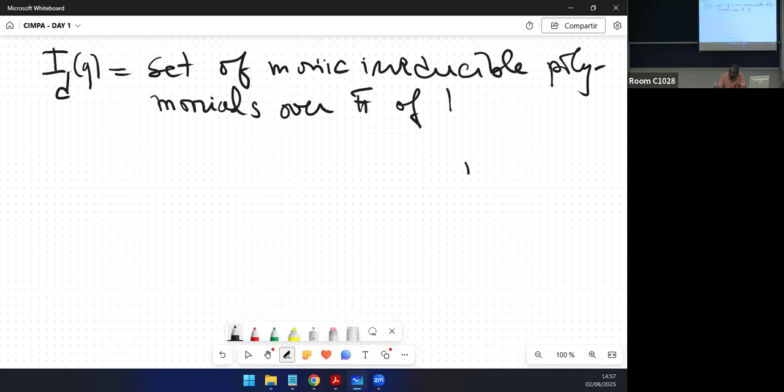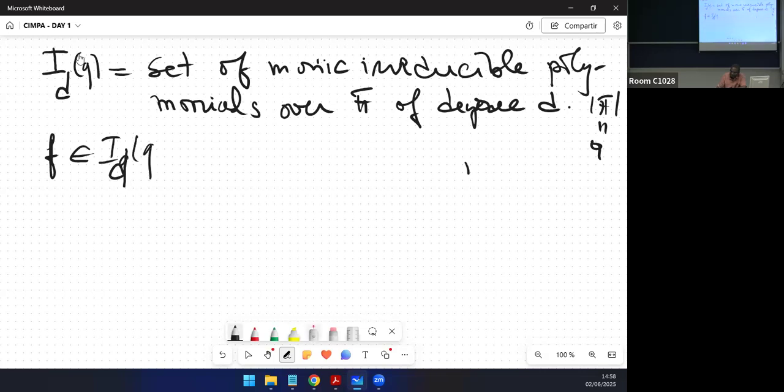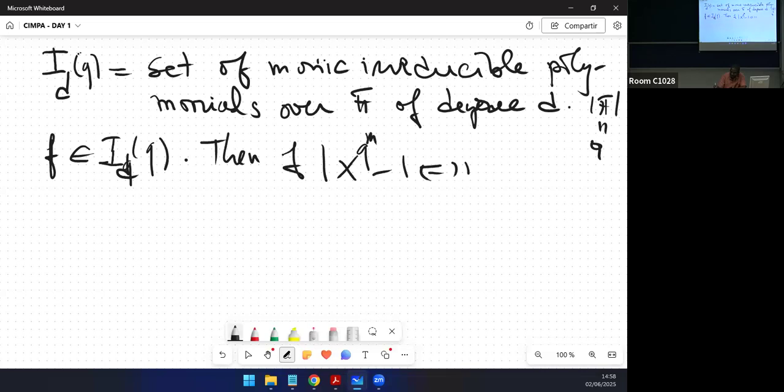Over F of discrete D. Okay, we have this result. If f is the element, then f defines, if and only if the degree of f divides m.